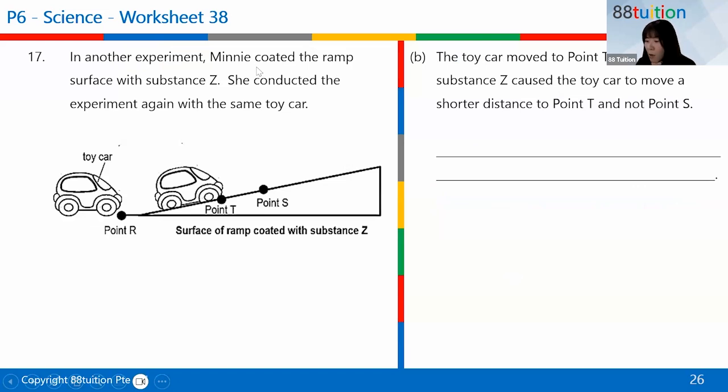Now, in another experiment, Minnie coated the ramp surface with substance Z. She conducted the experiment again with the same toy car. But now the toy car moved to point T instead of S. Then they ask you to explain how substance Z caused the toy car to move a shorter distance. What substance is this that caused the toy car to move a shorter distance? What do you all think? How would you answer this? Explain how substance Z caused the toy car to move this way.